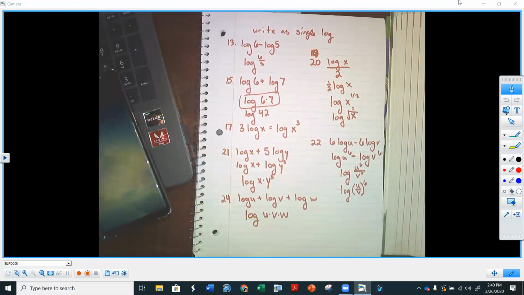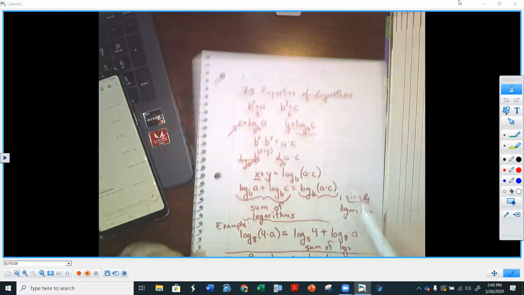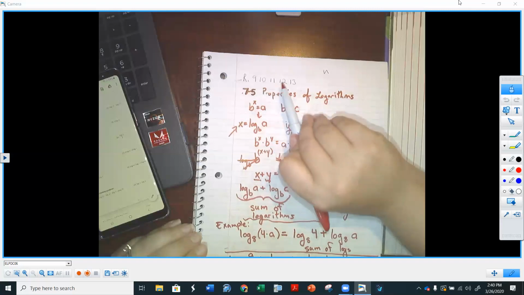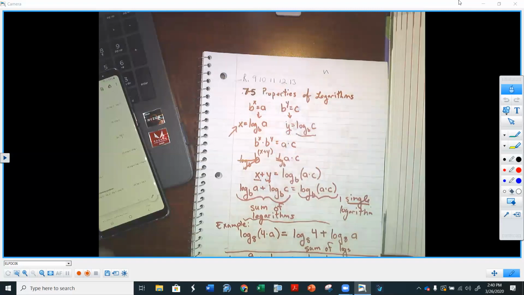Okay, I think this will be enough to get you started, and we'll just do IXLs for homework this week. I think I have 5 of them picked out for you. I will type them as well, but it is R9, 10, 11, 12, 13. I want you to get these properties down really good, and then we will start using them to solve.